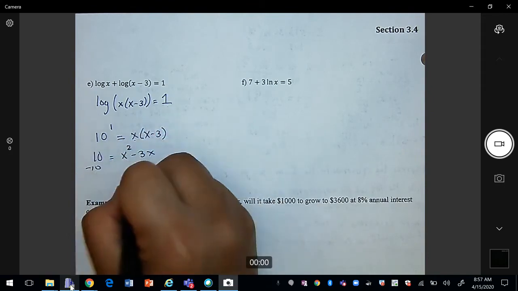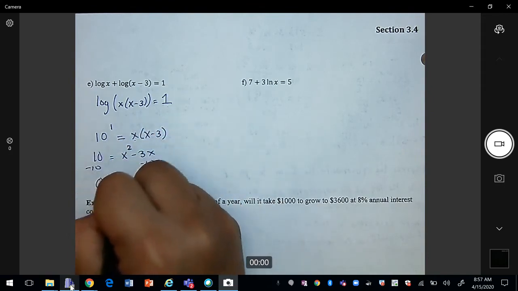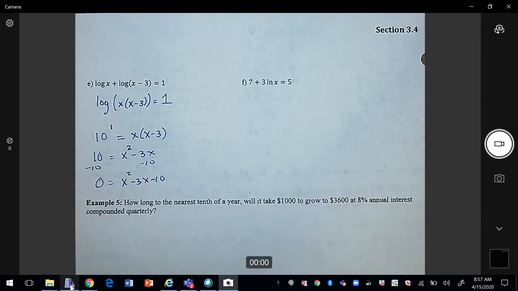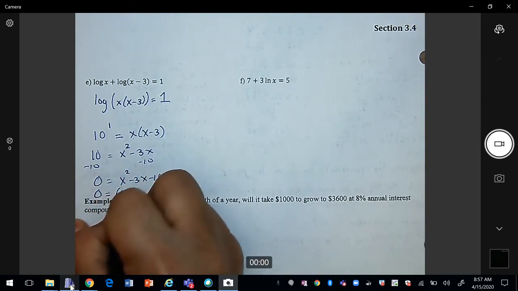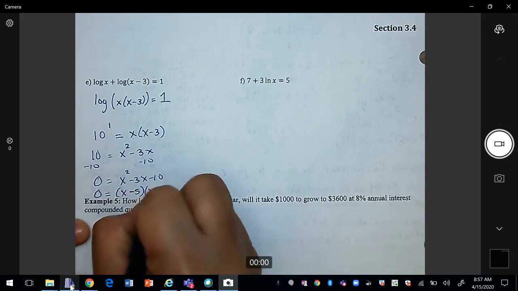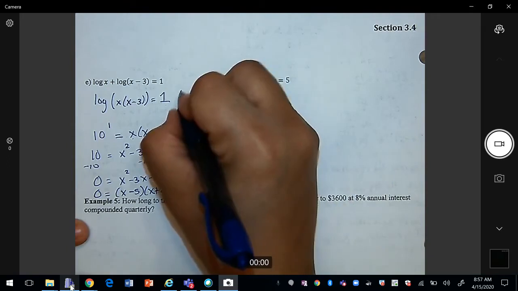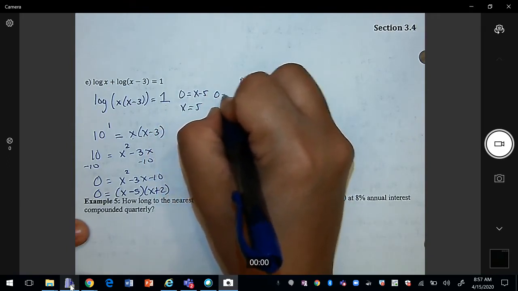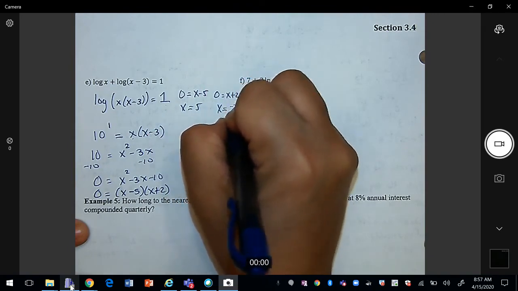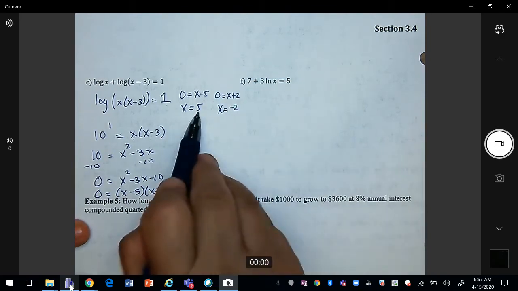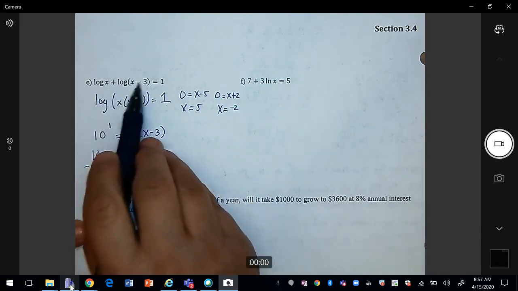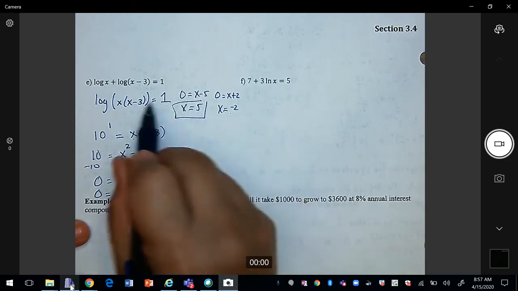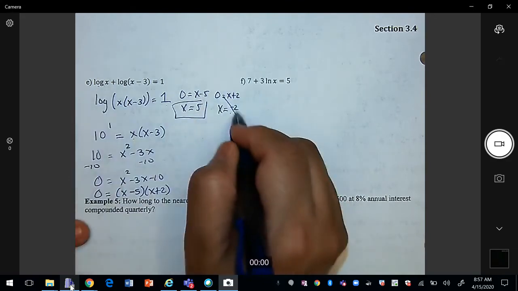Bring the 10 over. You can try to factor or use the quadratic formula. Set your factors equal to 0 and solve for x. Check your solutions. If you plug in 5, that's positive, and 5 minus 3 is still positive, so that is a solution. If I plug in negative 2, I get log of a negative number, so that's not a solution.